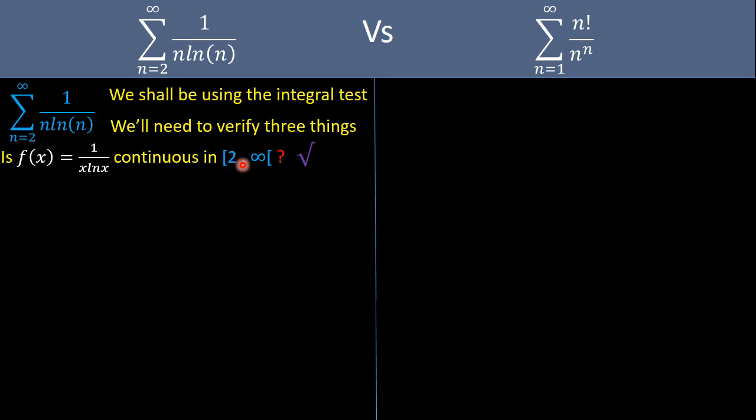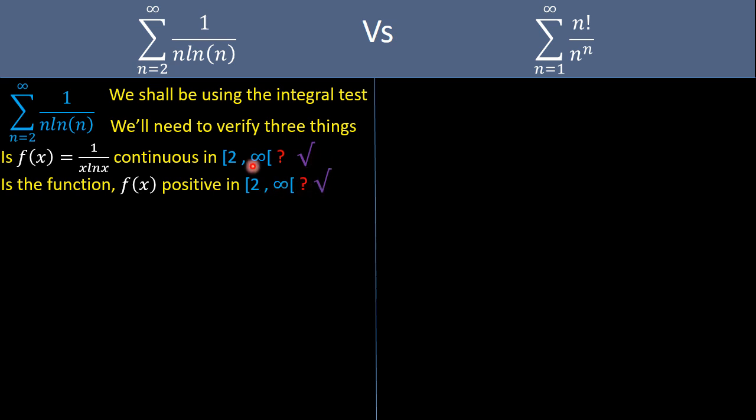Now we can ask ourselves: is the function positive in the interval from 2 to infinity? The function is positive because when you substitute values above 2, all we are going to have are positive values. So this point has been verified.